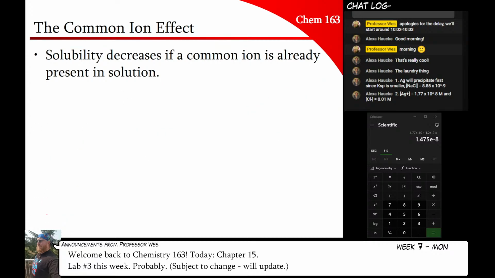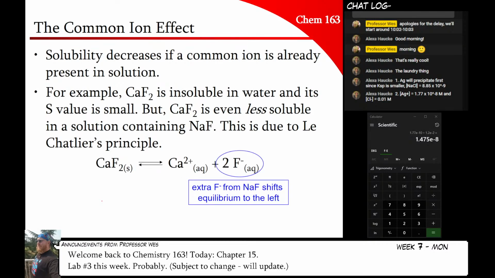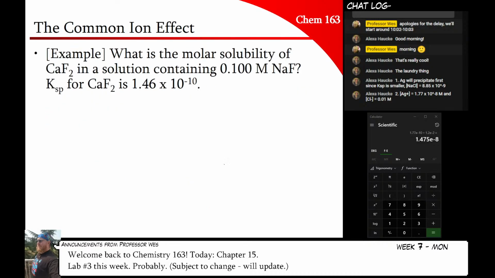So let's look at some examples of this, and then we'll take our break here. Calcium fluoride is not very soluble in water, but if I have sodium fluoride already in the solution, calcium fluoride is even less soluble. And so you can see here, if I add another substance, such as sodium fluoride, that would mean that the amount of fluoride in the solution is a larger number. We could see that in action by just doing a problem here. So let's see what the solubility of calcium fluoride is in regular water. And then we'll do a solution that has 0.1 molar fluoride in it.